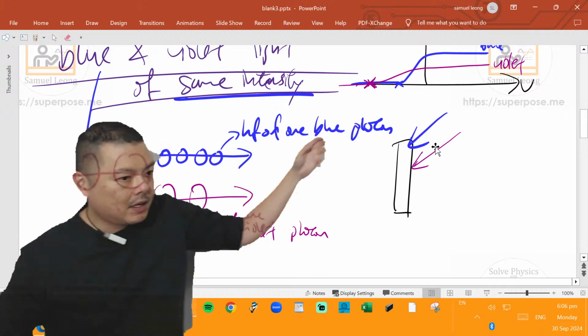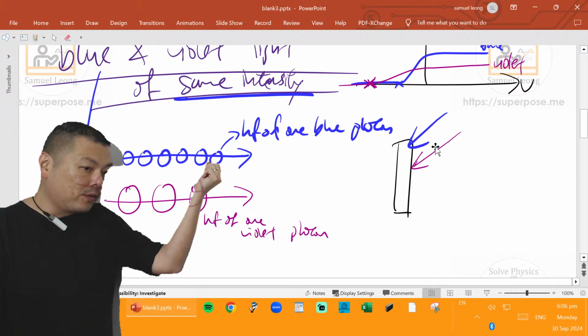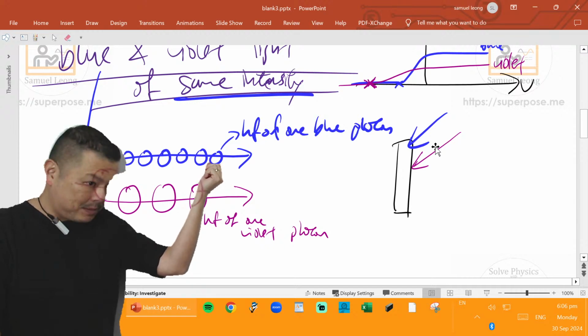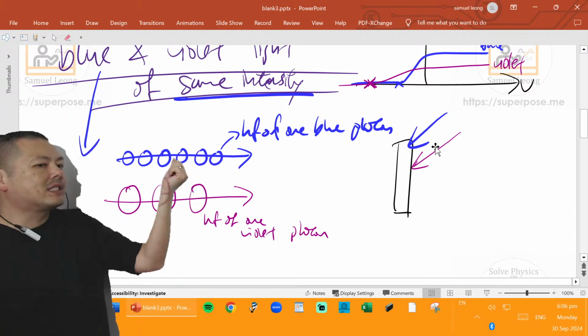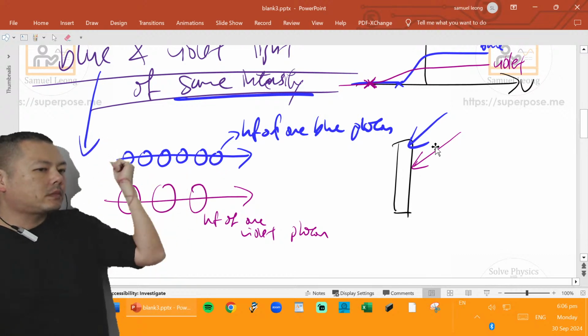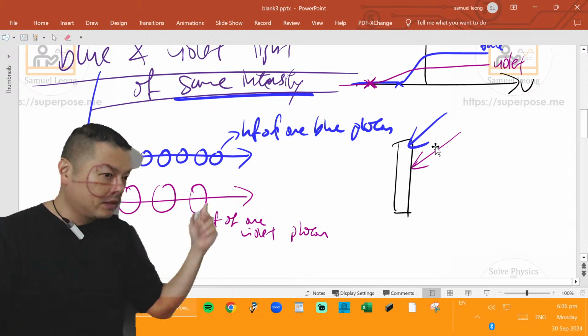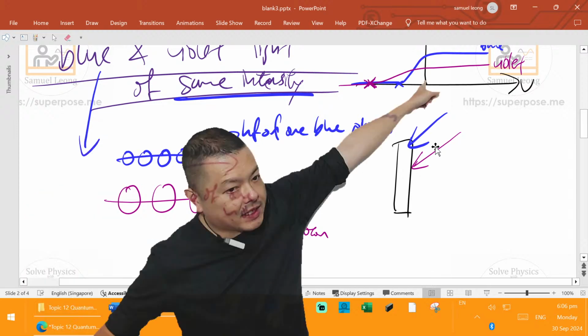But if you absorb 1 blue photon, your Ke isn't as much, but more electrons can absorb. So you get more photoelectrons. And therefore you end up with this kind of graph here.